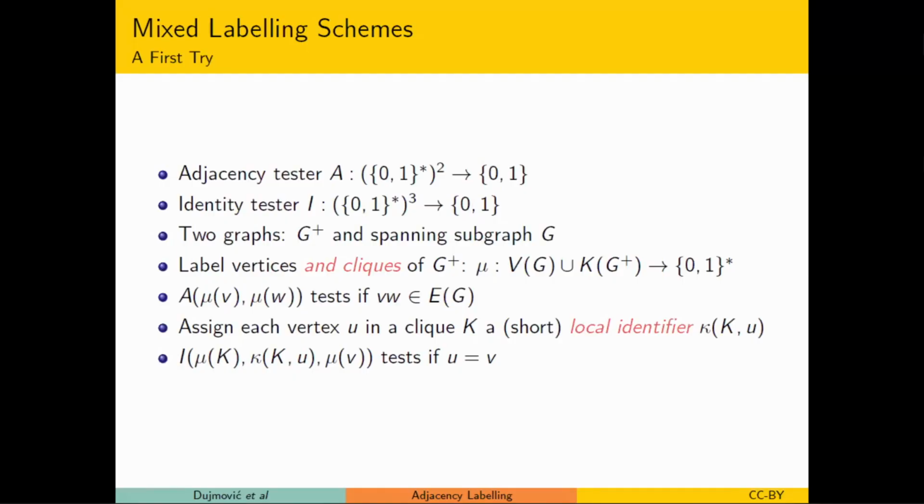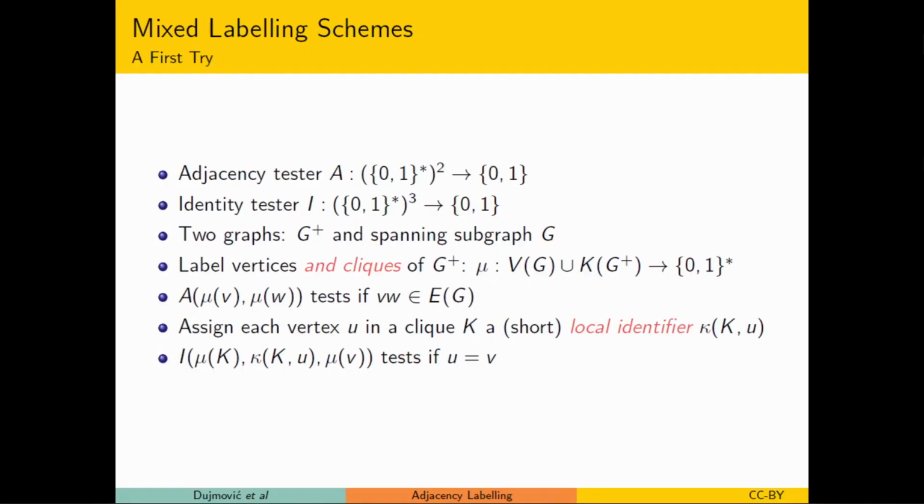And then finally, we come back to what this identity tester was. It's supposed to take 3 arguments. One of them is a label of a clique. The other one is the local identifier of a vertex in the clique. And the third argument is the label of some vertex in your graph. It's supposed to tell you if this vertex u inside this clique is actually the same as this vertex v. So it allows you to do identity testing in a really complicated way.